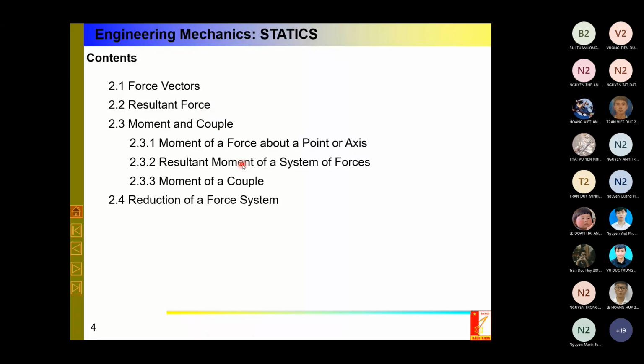Resultant moment. These two things give us the opportunity to reduce any complicated force system. For any complicated system, we together should reduce it to two things: resultant force plus resultant moment. With these two things, we can check if this system is in equilibrium or in motion. Do you understand the philosophy, why we do it and what we are doing?